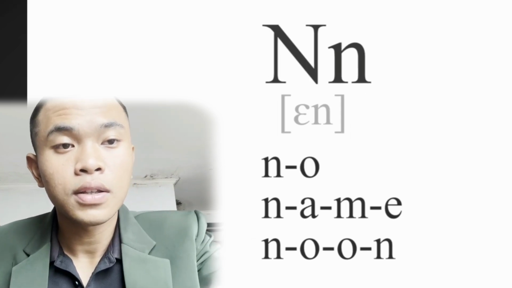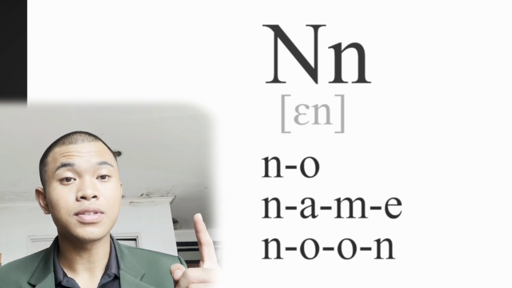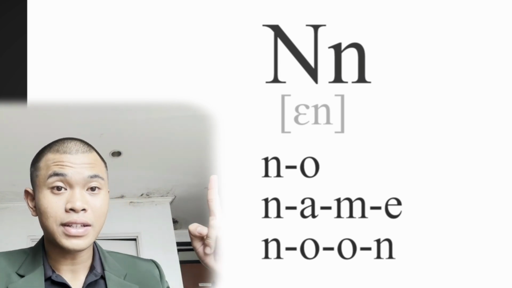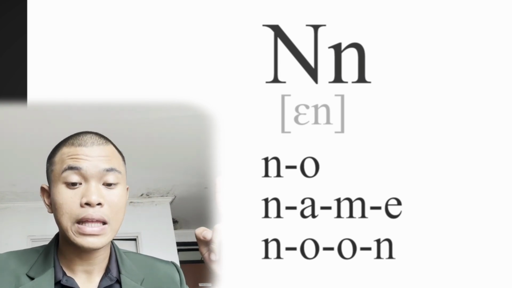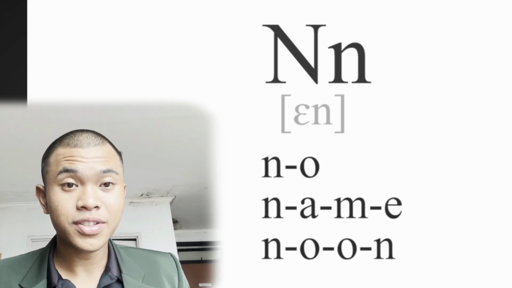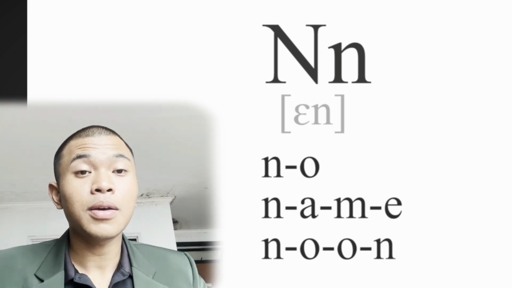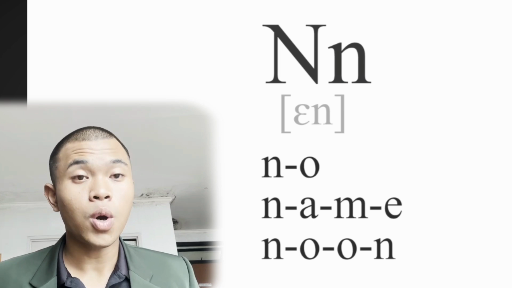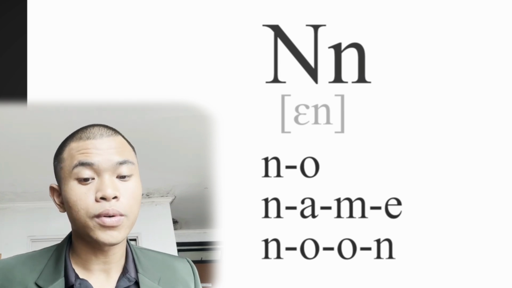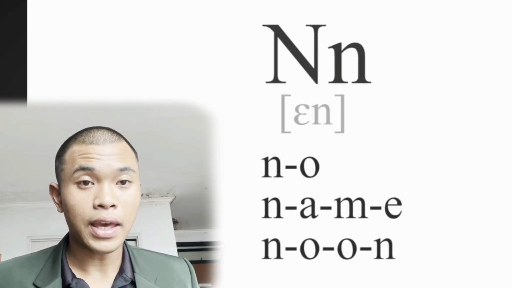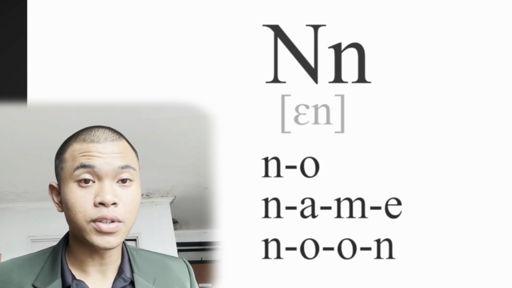The big one, it sounds like N. The small one, it sounds like N. The IPA pronunciation, it sounds like N. The example of word: no, N, O. Name, N, A, M, E. Noon, N, O, O, N.